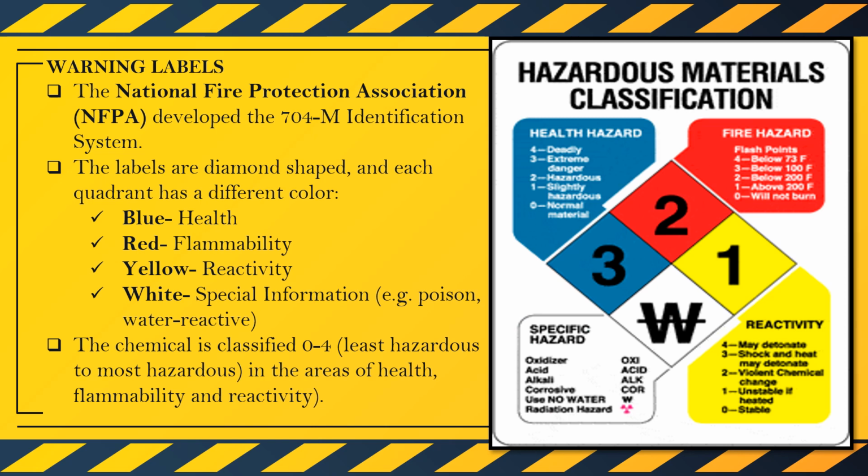The yellow quadrant indicates the level of reactivity, which ranges from 0 to 4, which means 0, no reaction, to 4, reacts violently. And lastly, the white quadrant is used to indicate special hazards such as oxidizers or water reactive substances. This NFPA symbol is commonly found on containers of hazardous chemicals.